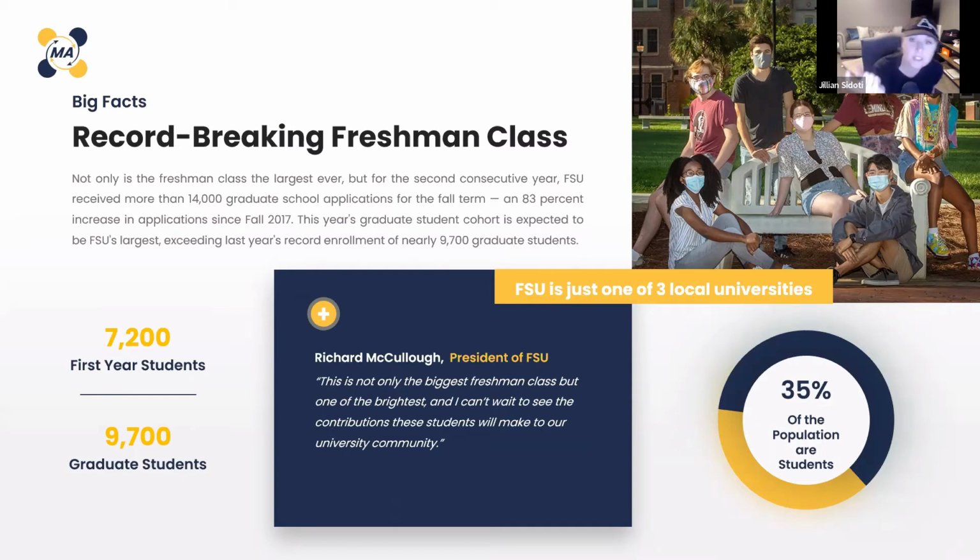My big facts: there's a record-breaking freshman class this year. Huge. There were 7,200 first-year students, 9,700 graduate students, and 35% of the population in Tallahassee is students. That's crazy. I'm from Boston and I find that crazy.